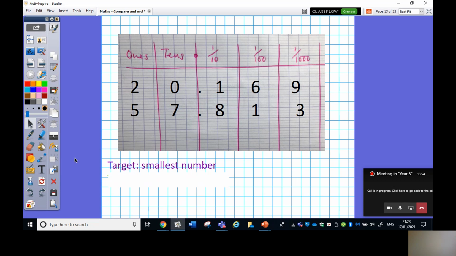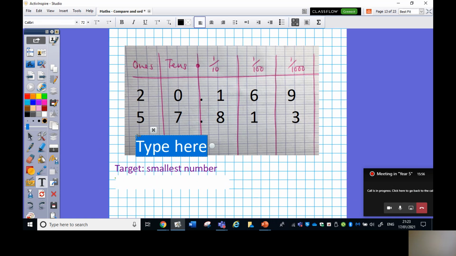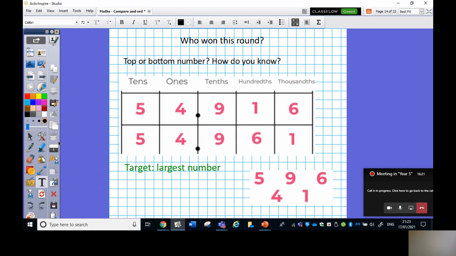Who had the smallest one? All right, I'm going to show you my one. You ready? Okay, I got this. Oh, sorry. So I got 27.659. Okay, well done. So who won this round? The top one or the bottom one? And how do you know?